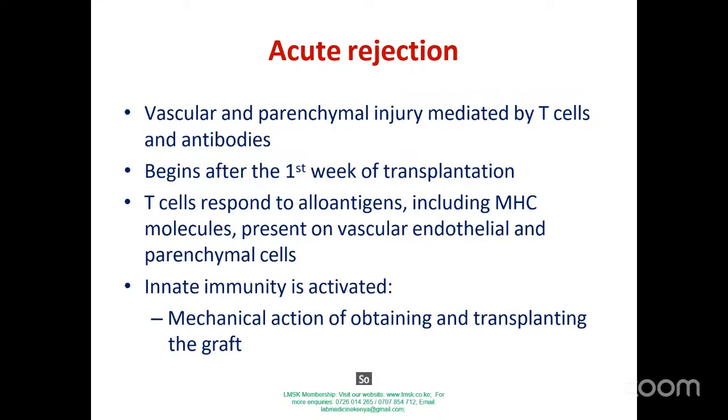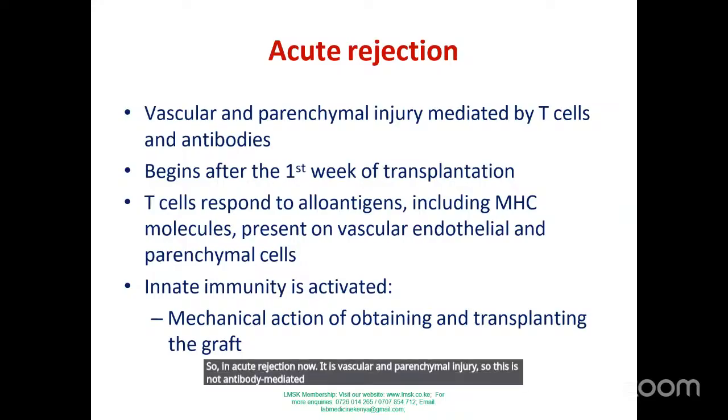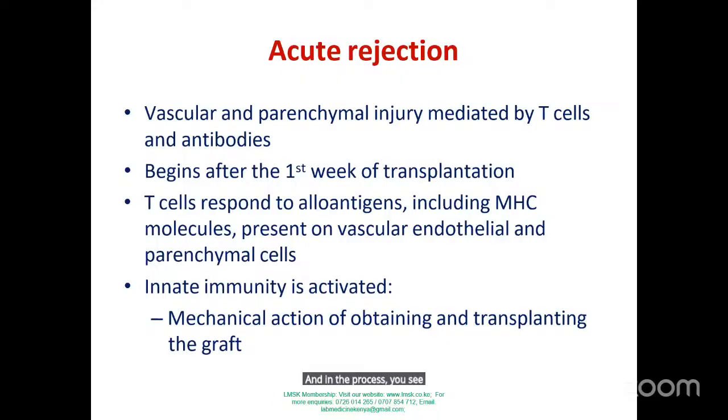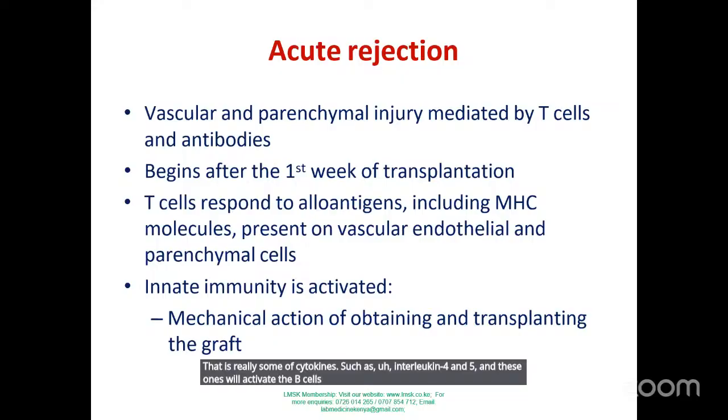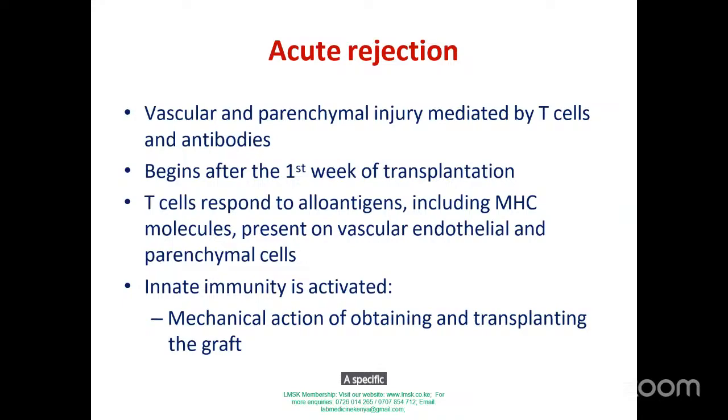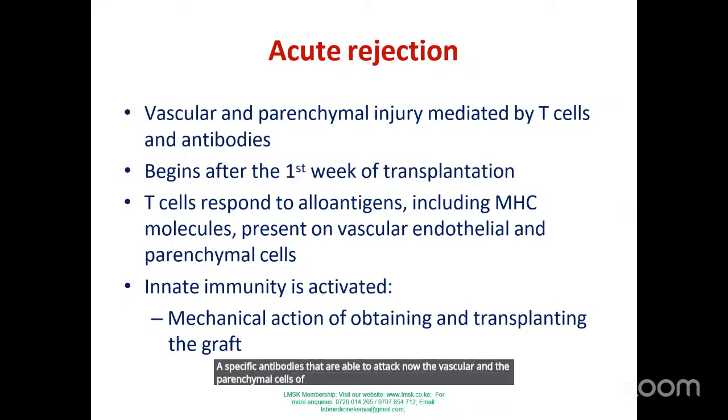So in acute rejection now, it is vascular and parenchymal injury. This is not antibody mediated. This is now mediated by the T cells. And in the process, once the T cells have been activated, there is release of cytokines, such as interleukin 4 and 5. And these will activate the B cells, which will differentiate into plasma cells, forming another allospecific antibodies that are able to attack the vascular and the parenchymal cells of the newly planted graft.